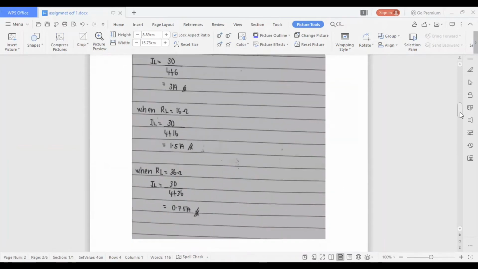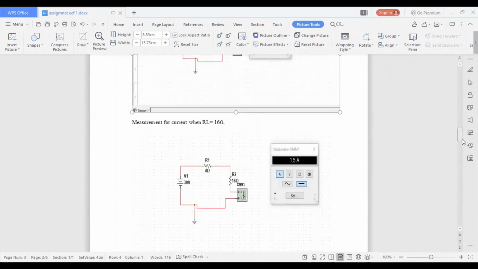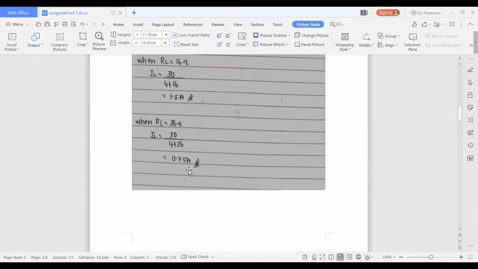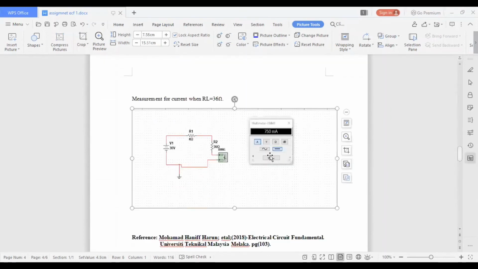And then for calculations, when RL is 16 ohm, the load current IL we get is 1.5 ampere. Same for the measurement, we get 1.5 ampere. And then when RL equals 36 ohm, the load current we get is 0.75 ampere. The measurement we get is 750 milliampere.